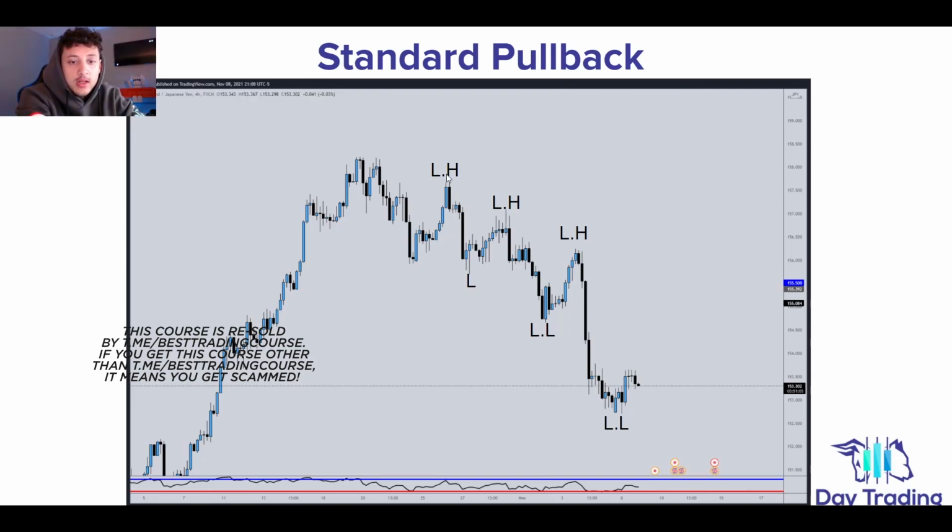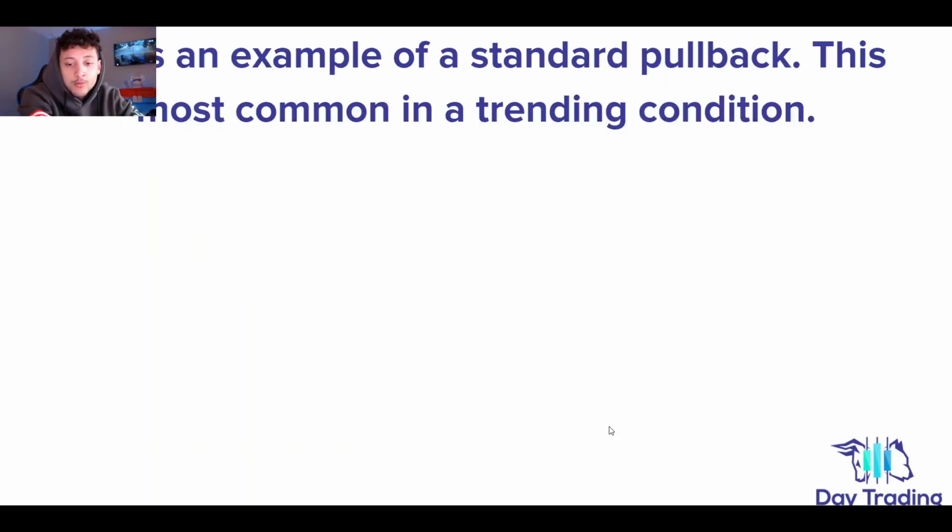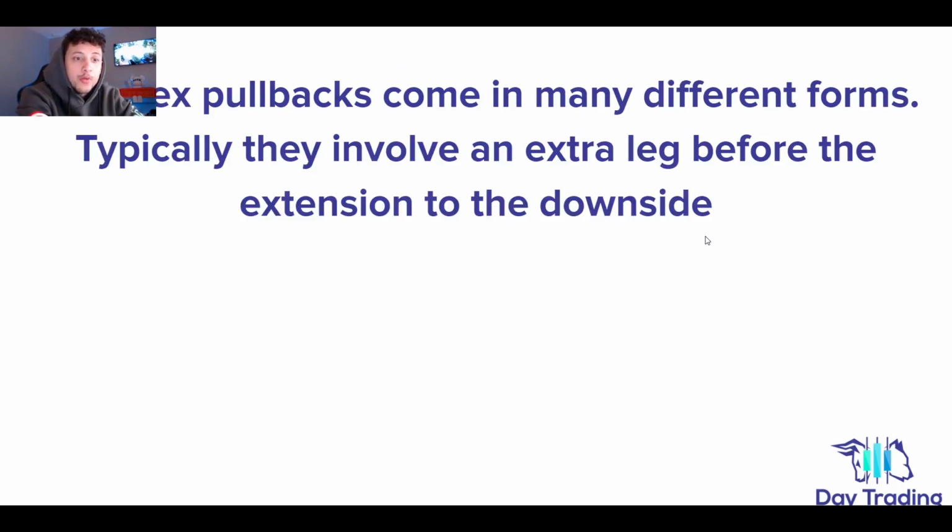We can see that price made a lower high, then a low, then a lower high, then a lower low, then a lower high, then a lower low. This is an example of a normal pullback right here. Notice how price just went bullish, and then right after that it went bearish. This is going to be our extension. Now notice how the previous extension price extended even further than that, forming a lower low. That's an example of a standard pullback. This is the most common pullback in a trending market condition.